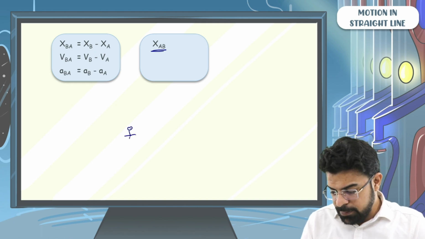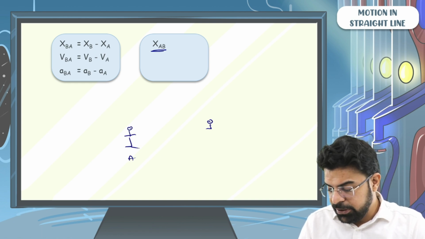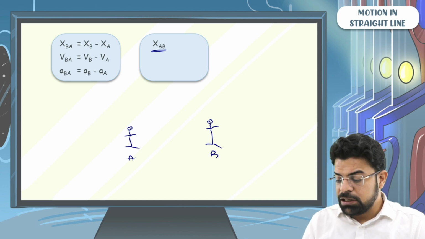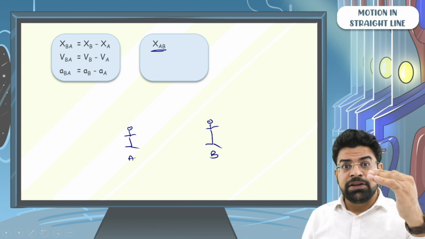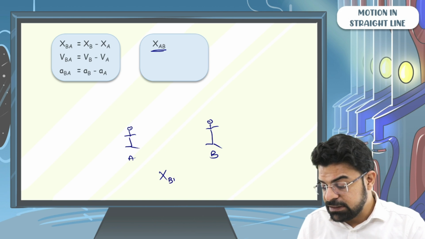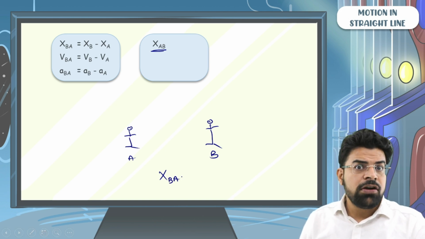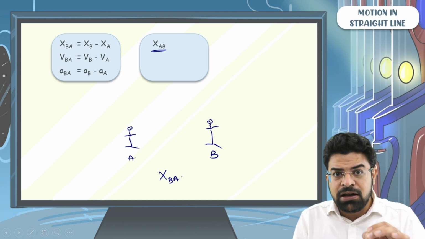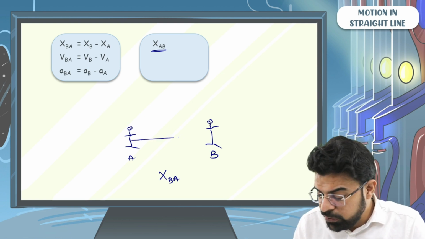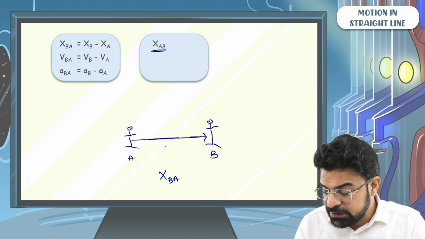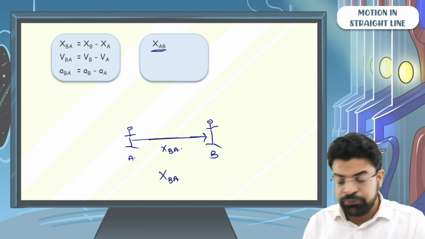Let's say there are two persons A and B. If I ask you, what is the position of B with respect to A? It will be represented as xB. The position of B with respect to A is a vector originating at A and going up to B. So this vector represents position of B with respect to A.